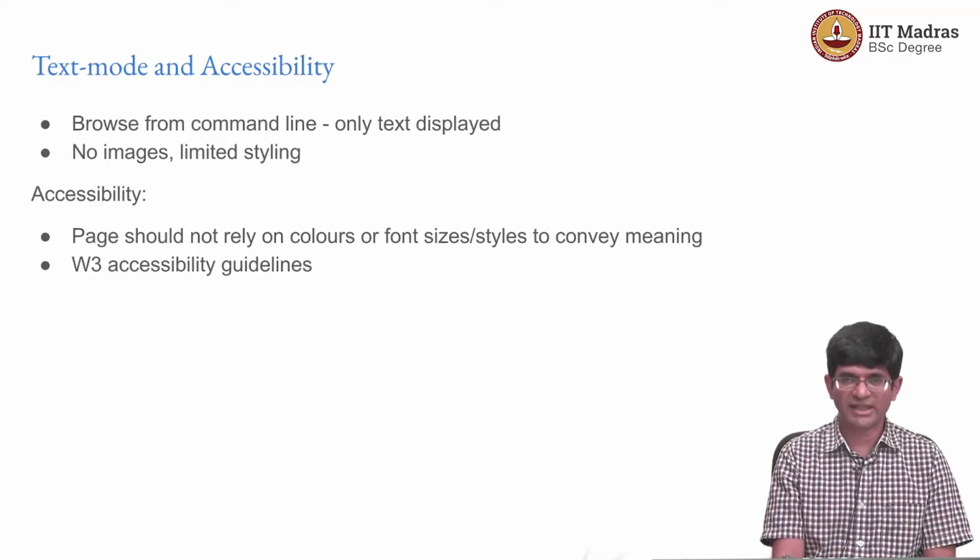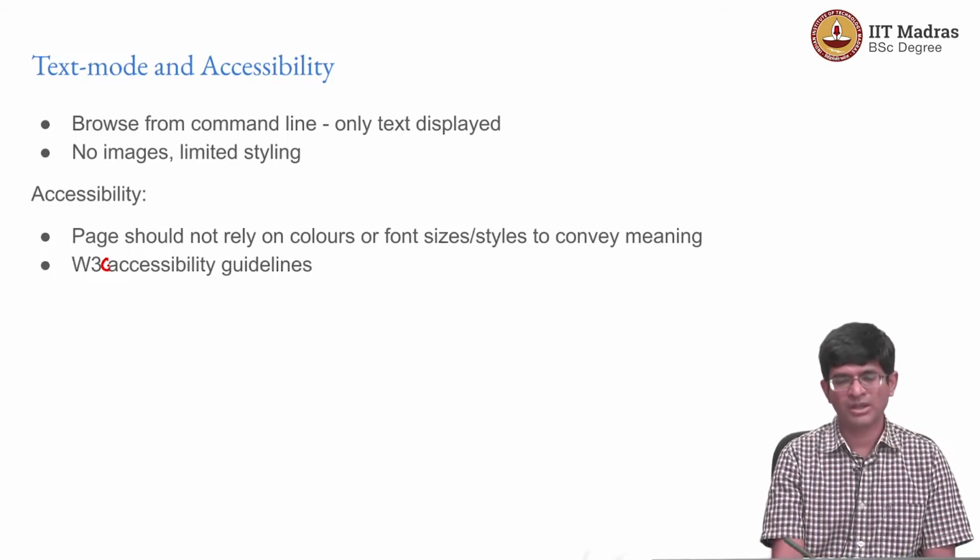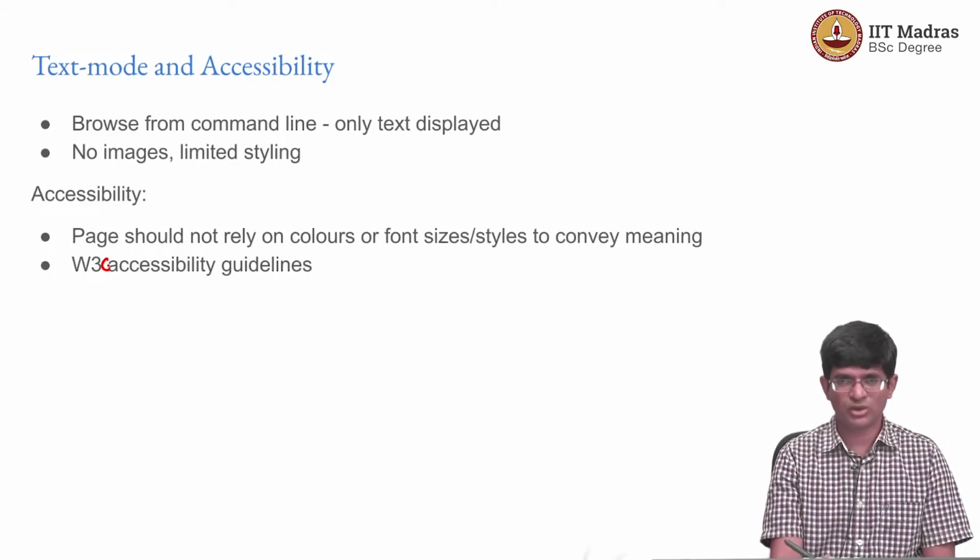Remember the accessibility guidelines we had spoken about in an earlier lecture? That's also something to keep in mind at the front end. Generally speaking, pages should not rely on colors or font sizes in order to convey meaning. The W3C, the World Wide Web Consortium, has accessibility guidelines which basically talk about how this is to be handled. All of those we have discussed earlier. All these also need to be kept in mind when you are thinking about developing a front end.